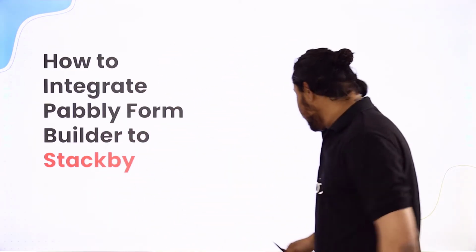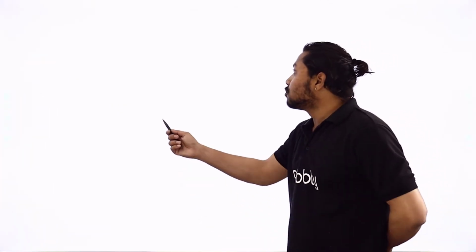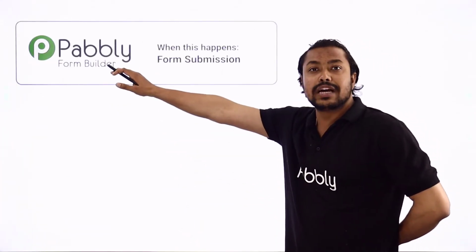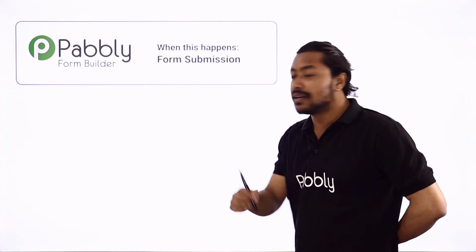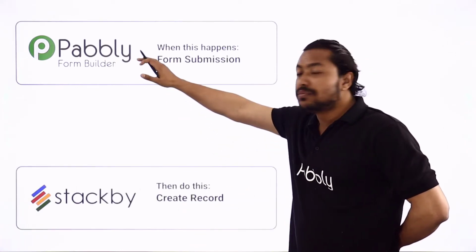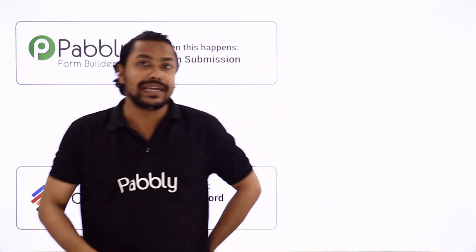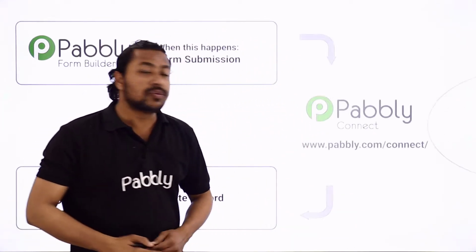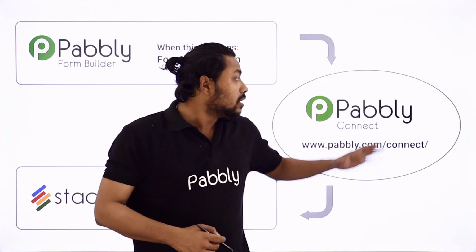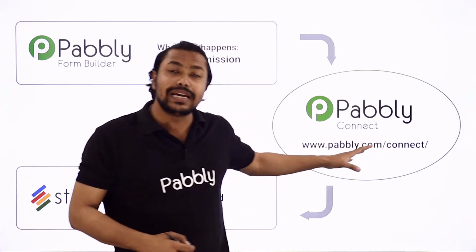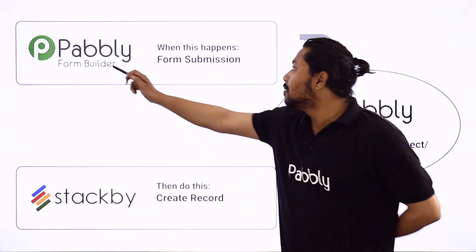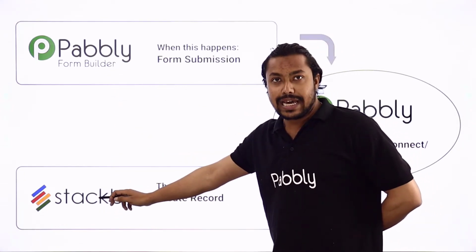Now, what are we going to do here? The process will be, first we are going to make a form submission through our Pabbly Form Builder. After that, that form submission details will be sent to our Stackby database and a new record will be created in Stackby. Now to do this automation, we are going to use integration and automation service Pabbly Connect, which will help us connect Pabbly Form Builder and Stackby.